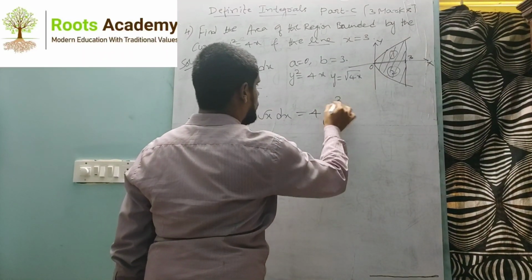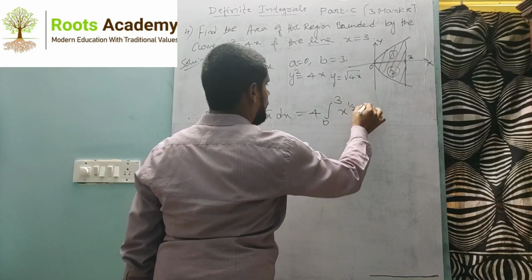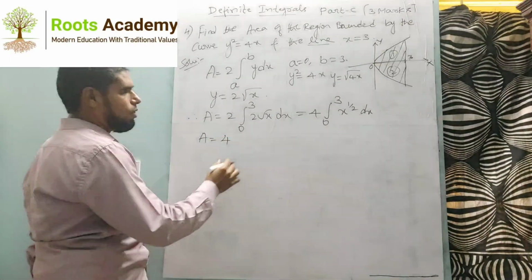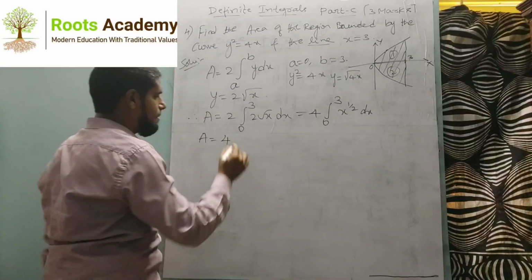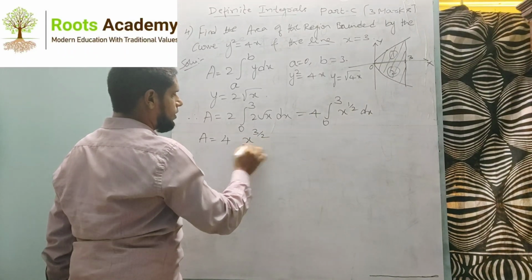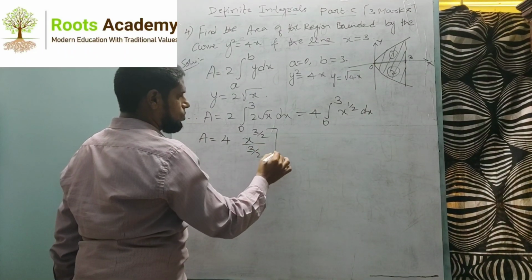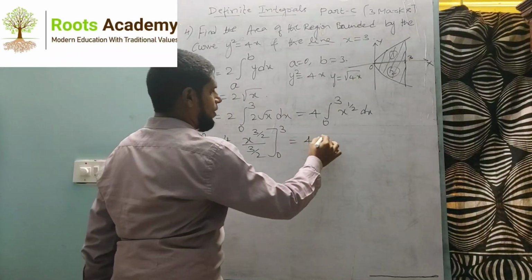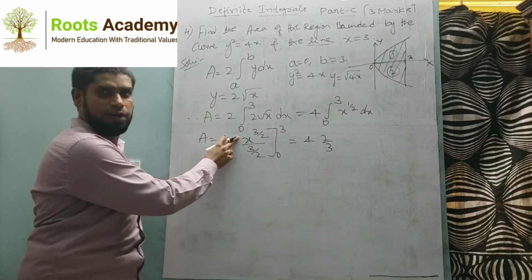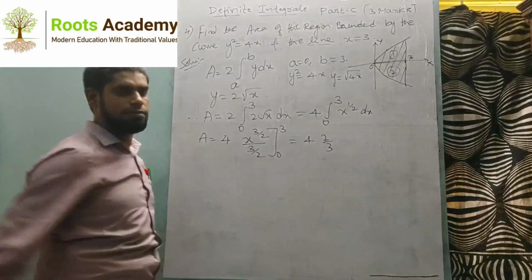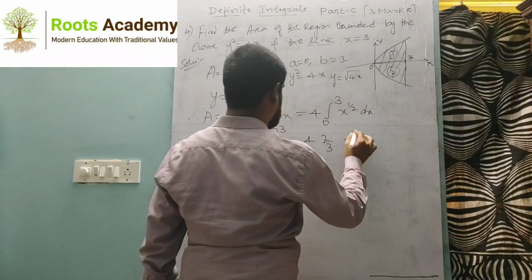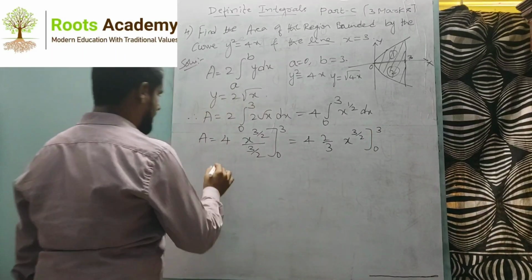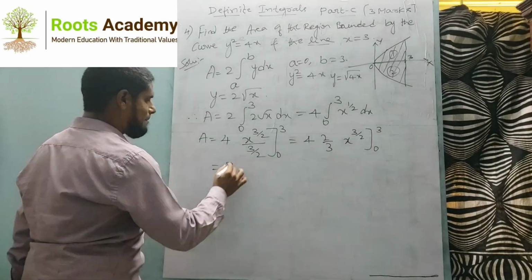4 integral 0 to 3. Root means x power half dx. So this becomes area equals 4 integral of x power half. We know it is x power 3 by 2 divided by 3 by 2, from 0 to 3. So that is equal to 4 into 2 by 3, because it is 1 divided by 3 by 2, easily becomes 2 by 3. x power 3 by 2, 0 to 3. This becomes 4 2s are 8.